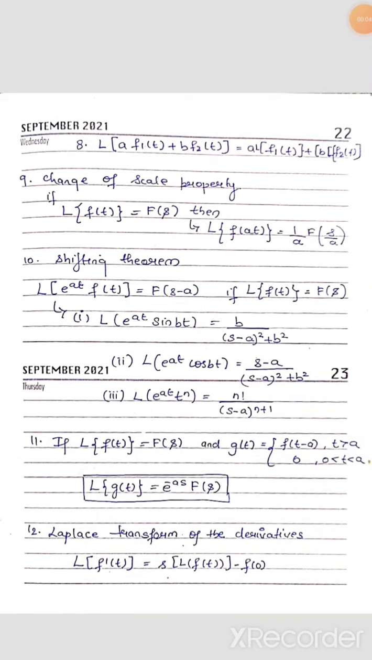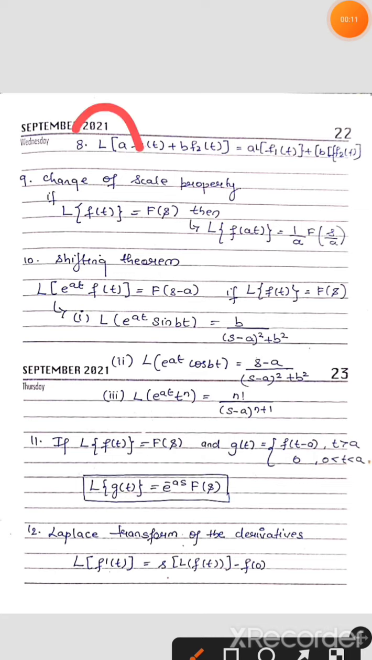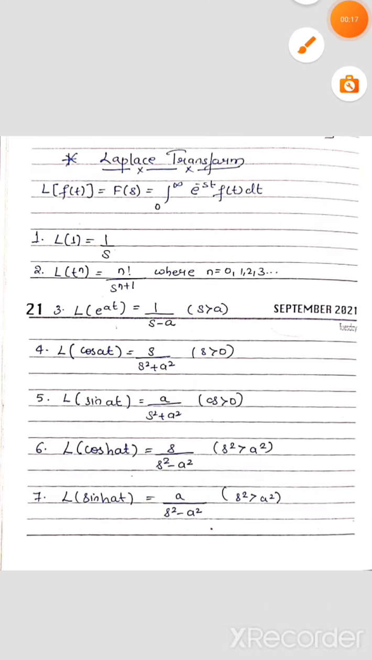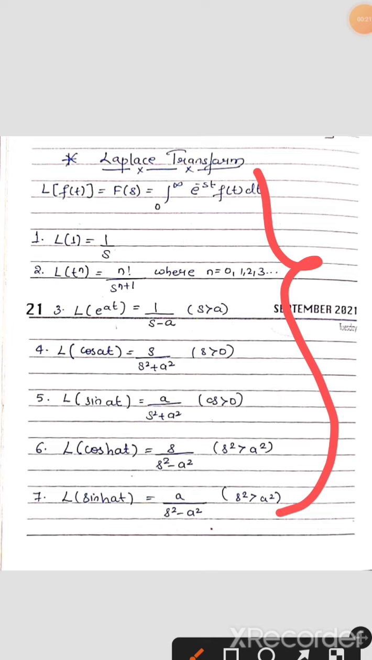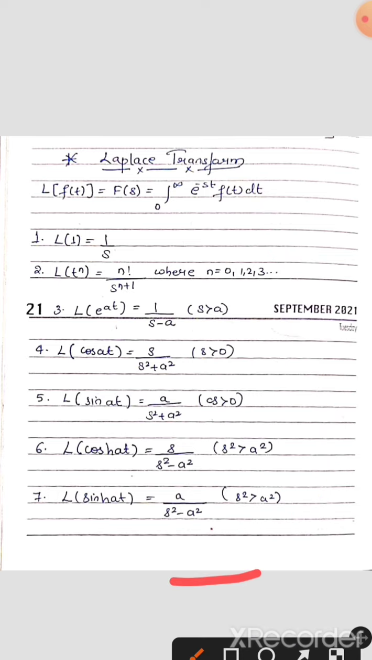In the last video, we started with our Laplace transformations and covered the 7 formulas for the Laplace transformations. Today we will be continuing with a few more formulas of the Laplace transformation. These are the formulas we covered in the last class. I hope you have all gone through these formulas. Try to remember all of them so that it is easier to solve the problems. Next, let's begin today with a few more formulas.